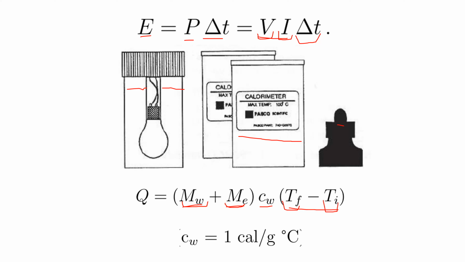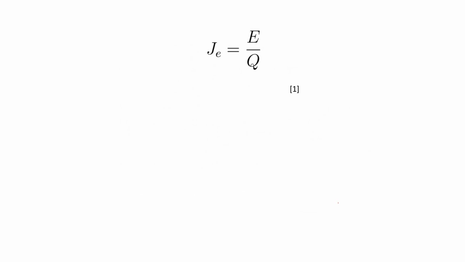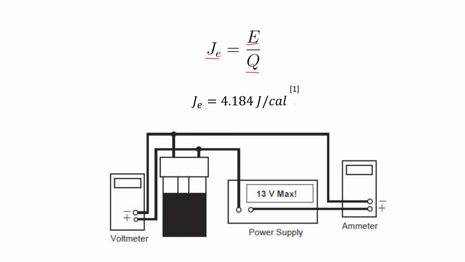We're also going to record the ambient temperature in order to get a more accurate result. I will talk about that later. So the final formula is this one right here, on which the conversion factor between calories and joules will just be the electrical energy divided by the heat. And our theoretical value, the accepted value, is 4.184 joules per calorie. So our objective is to try to get this number.